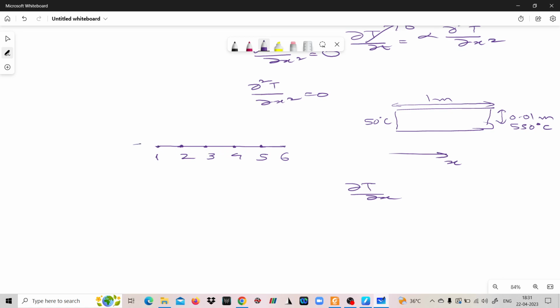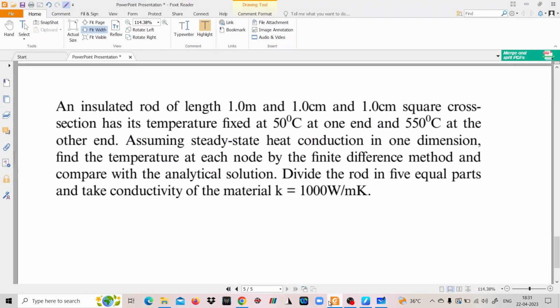But for node 1, it is already given that it is 50 degrees Celsius, that is the boundary condition, and for node 6 it is 550 degrees Celsius. Okay, the boundary condition is given to you. Now how will you formulate? Is there any restriction given to you?